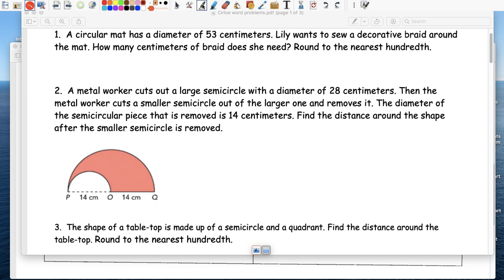Okay. So I believe number 2. A metal worker cuts a large semicircle with a diameter of 28. Right, so we have a picture. The diameter from P to Q is 28. Then he cuts a smaller circle out. Imagine a pizza and somebody takes a bite, and this is the bite that they took. What's left over? No, they're not asking that. I apologize. We're not talking about area. They're asking to find the distance around the shape.